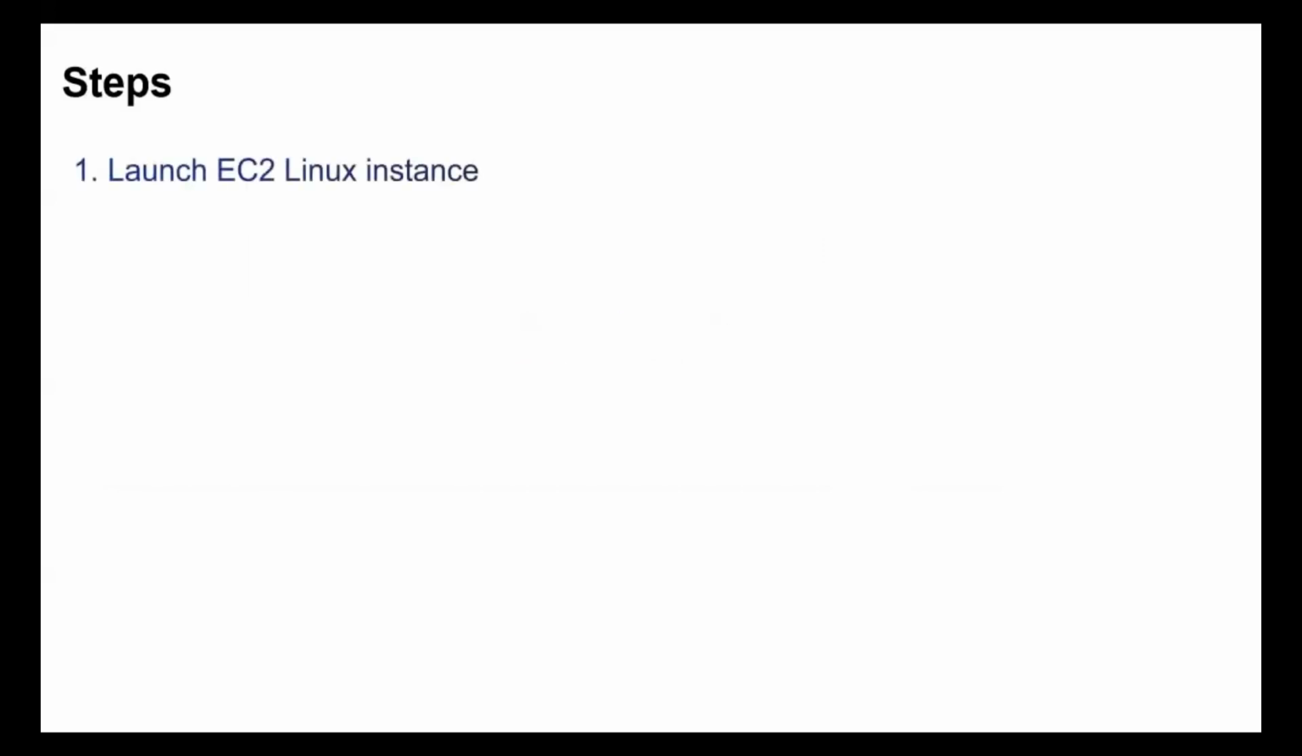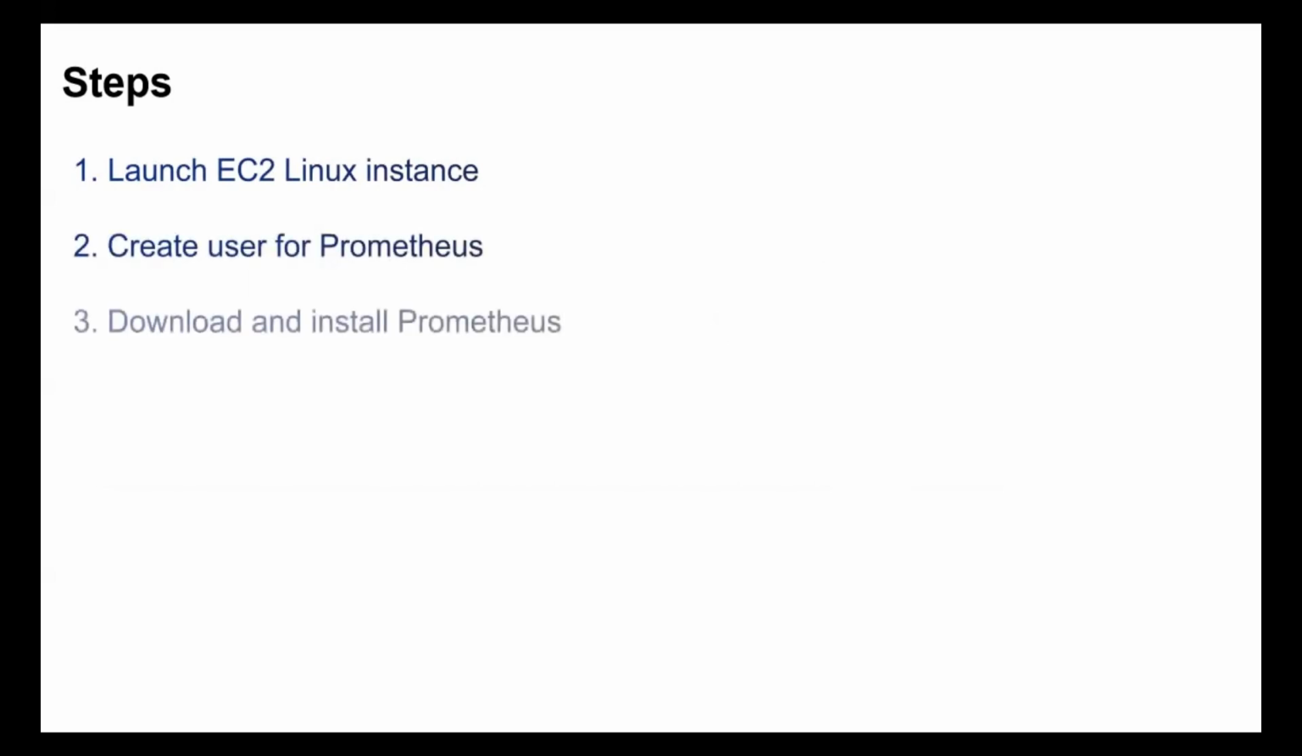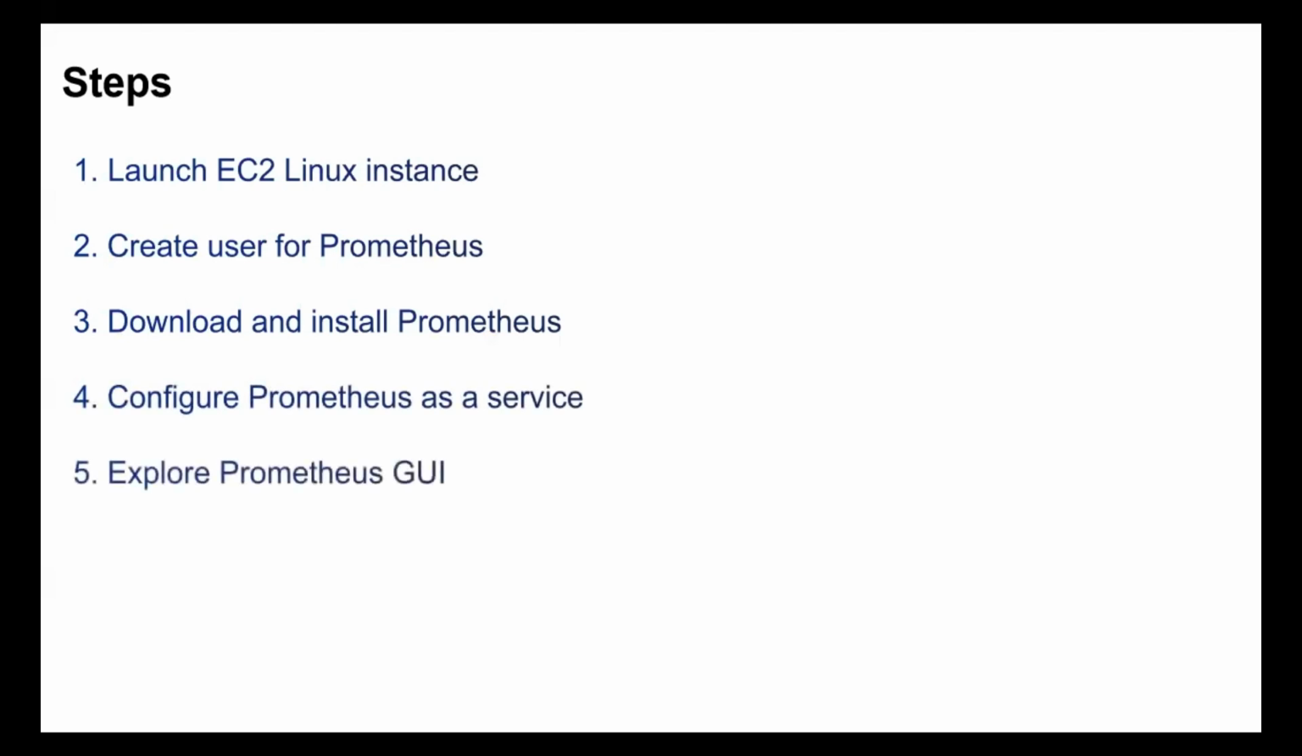Okay, so team, now it's time for jumping into the lab demo. These are all the steps that we will do. First, we will launch the Linux EC2 instance in AWS. Then we will create a user for Prometheus, because it's always better practice to create a separate user where Prometheus will run, and not do the Prometheus administration via the root user. So we have to avoid the root user. Then we will download and install Prometheus. Then we will configure Prometheus as a service, which will be a very important step. Then we will quickly see how to invoke the GUI of Prometheus.